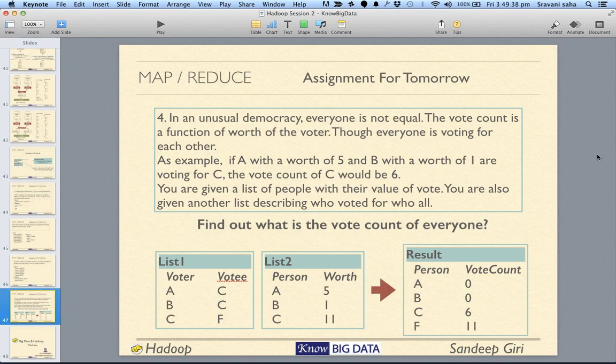So A votes for C, B votes for C, C votes for F, and we know their worth. We have their list of worth from the bank accounts. A's worth is 5, B's worth is 1, C's worth is 11. So C was voted by A and B. Therefore, C's vote count becomes A plus B, which is 6. Similarly, F was voted by C and C's worth is 11. Therefore, F's vote count is 11. And A and B have got 0 vote count. Okay?